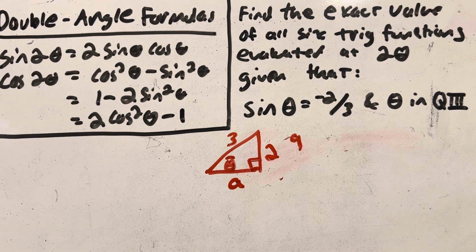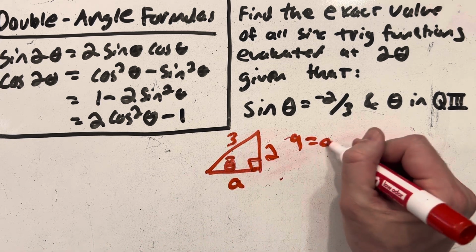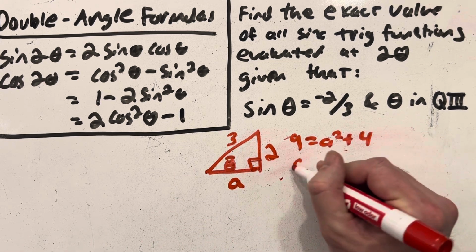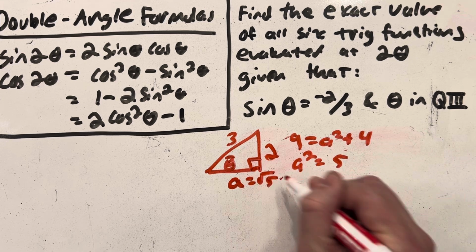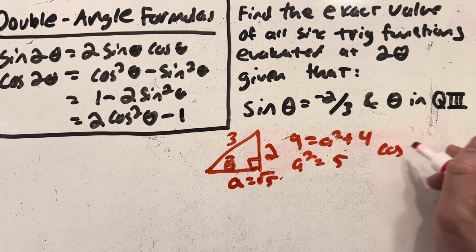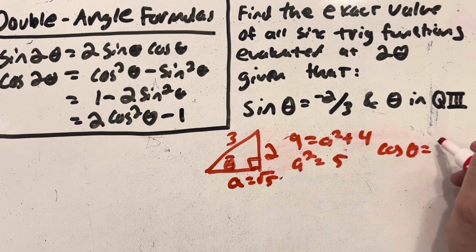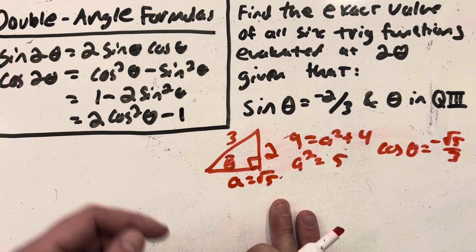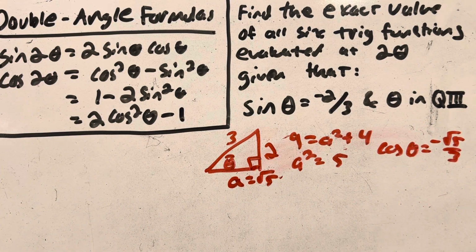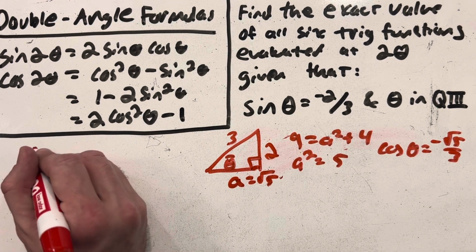The Pythagorean theorem says 3 squared is equal to a squared plus 2 squared. A squared equals 5. And that missing side has to be the square root of 5. So I know what cosine of theta is. Cosine of theta is minus root 5 over 3. Root 5 over 3 for my reference triangle, and a negative because my angle theta is down there in quadrant number 3. Well, now I'm ready to just go on and use these formulas and to see what happens.